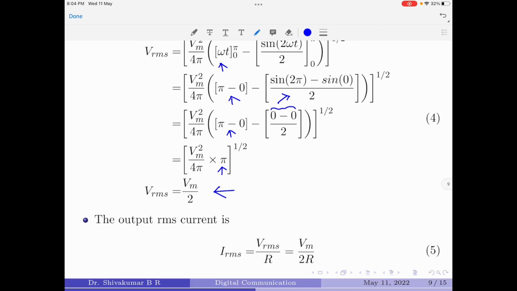Moving on, let us now write an equation for the output RMS current, and it is given by Vrms divided by the load resistance R. Vrms is nothing but Vm by 2, which is our previous expression. So after substituting that in place of Vrms here, we obtain the output RMS current as Vm divided by 2R.